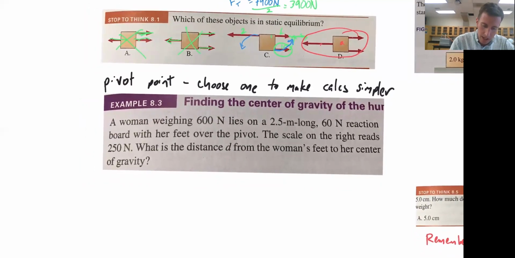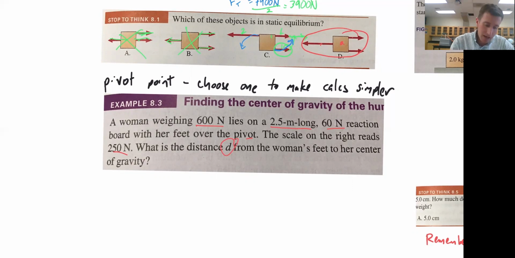All right, so finding the center of gravity of a human lying on a board. A woman weighing 600 newtons lies on a 2.5 meter long, 60 newton reaction board with her feet over the pivot. The scale on the right reads 250 newtons. What's the distance from the woman's feet to her center of gravity?